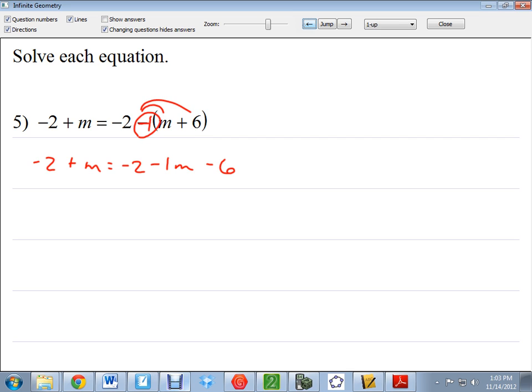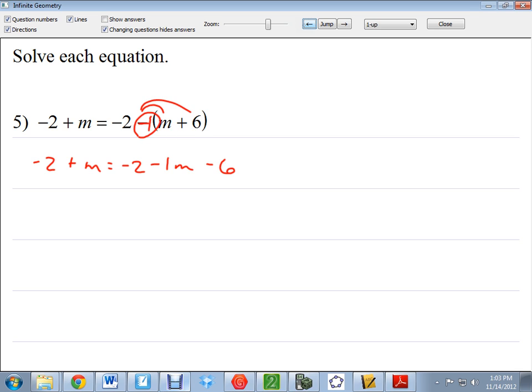Now we have several options here. There's a bunch of ways I could go with this problem. I could combine like terms. I could add things to both sides. Where do you want to go next? Pick something to do. There's multiple right answers here. Pick something to get rid of. Do you want to get rid of the 2, the m, the negative 2, the negative 1m, or the negative 6? Alright, let's get rid of the negative 2.